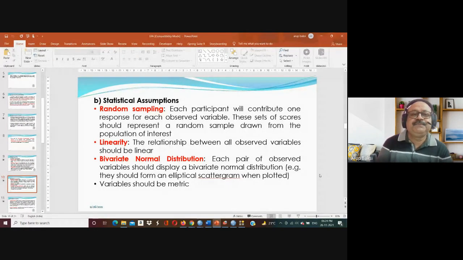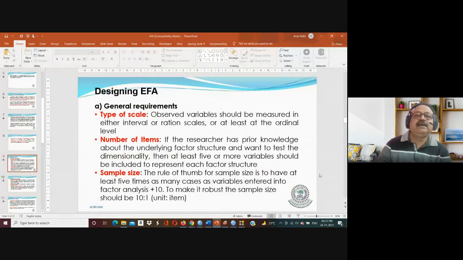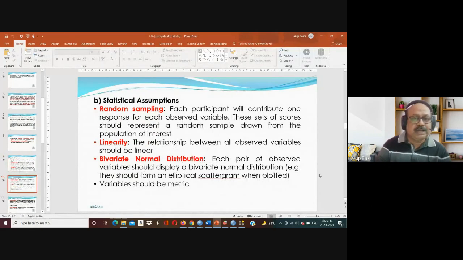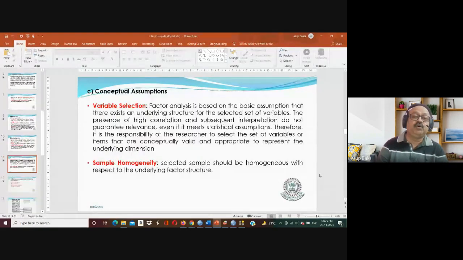Linearity is another assumption. The relationship between all observed variables is linear. And then the normal distribution: each pair of the observed variables should display a bivariate normal distribution, so the scatter plot that you get should be elliptical in nature. And variables should be metric. We also understood that from the general assumption when we said that the type of scale should be either interval or ratio, or at least there should be ordinal variables.